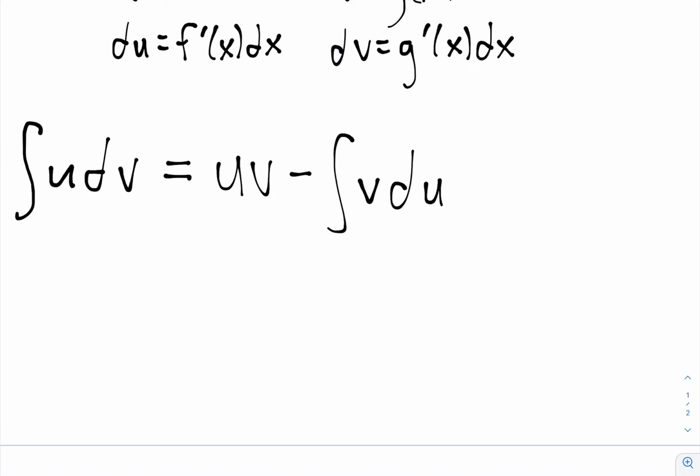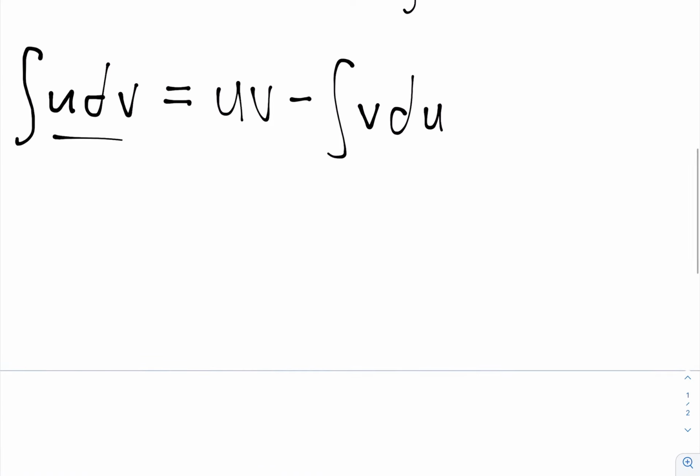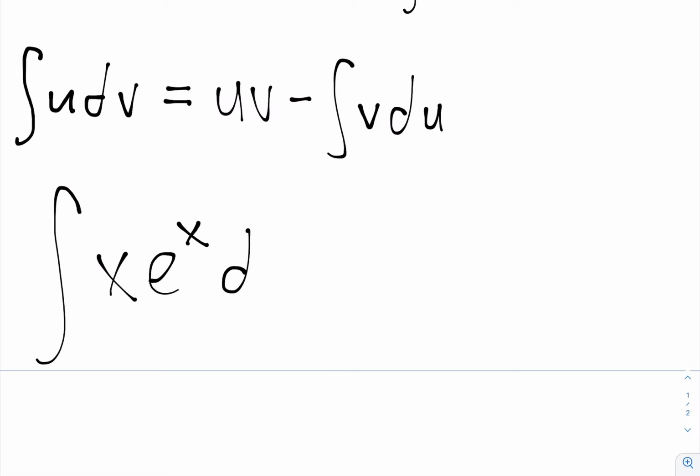So instead of thinking in terms of u and v, let's actually pick a question to do here. A really basic one that lots of people start out with is the integral of x times e to the x dx. This is one that we can't solve using our table, our power rules, or integration by substitution, but we can solve it using integration by parts.